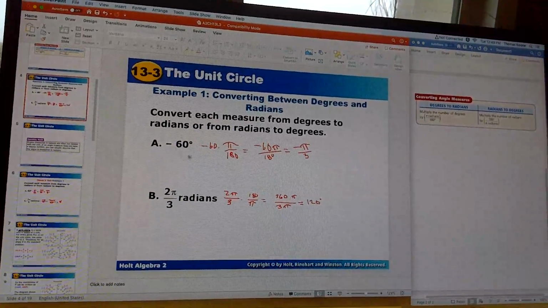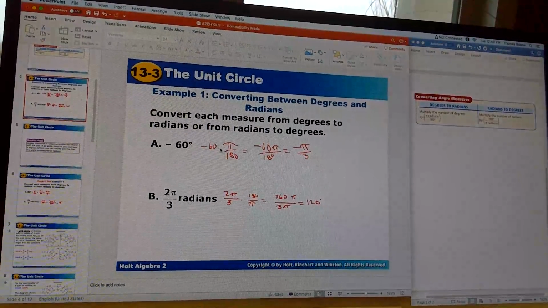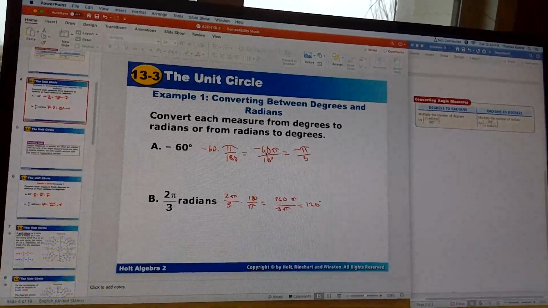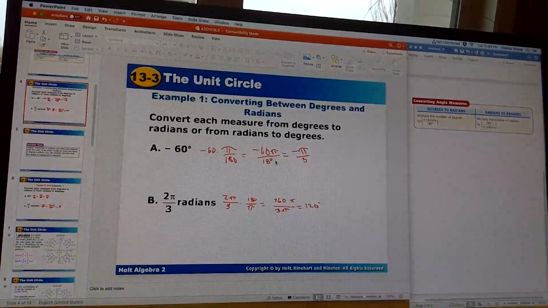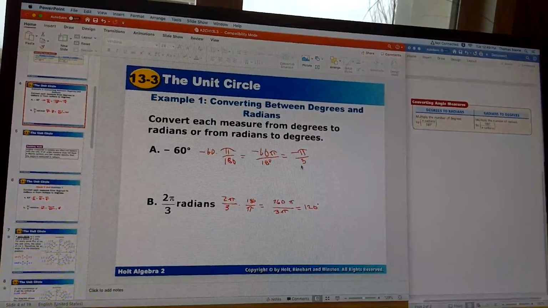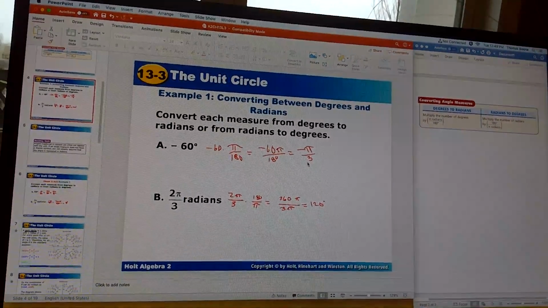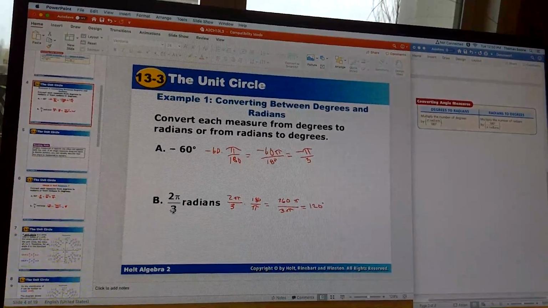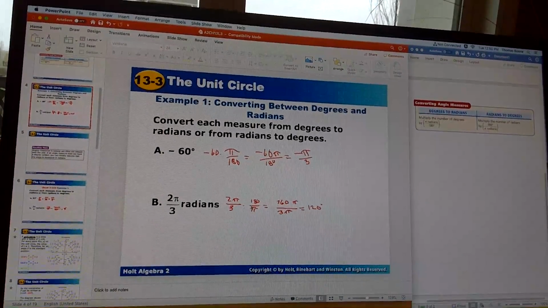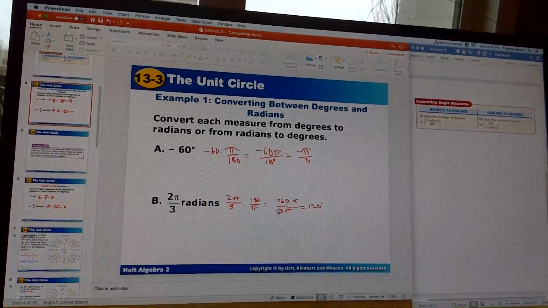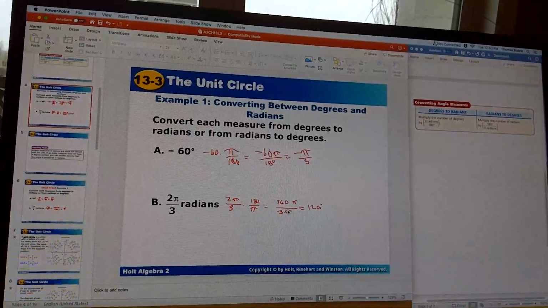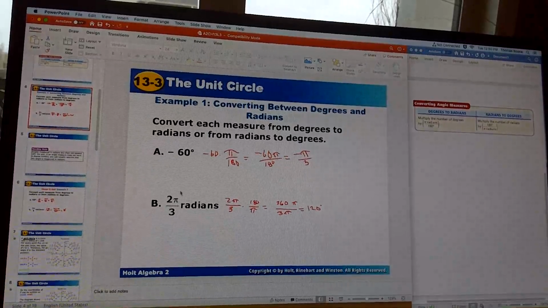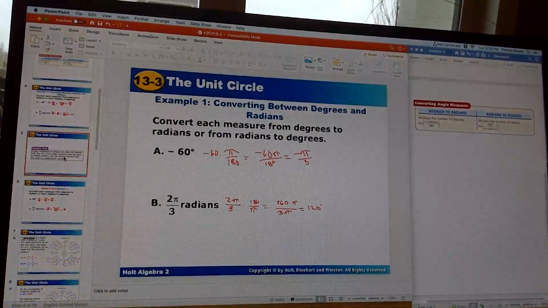Here's the degrees. We multiply the degrees times pi over 180, which gives you negative 60 pi over 180. Then you can simplify by dividing. 60 goes into 180 three times, so negative pi over 3 is your radian measure for that same angle. We can do it the other way too. If we have 2 pi over 3 radians, multiply by 180 over pi. We get 360 pi over 3 pi. The pi cancels, and 3 goes into 360 120 times, so 120 degrees. That's how we convert from one to the other.